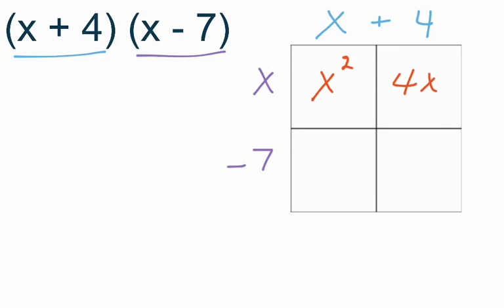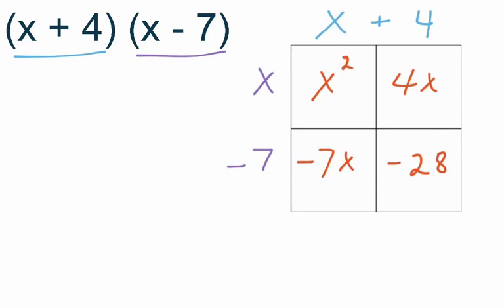Then we're going to drop down to that second row there, and we're going to get our negative 7 here, and we're going to multiply that times x. So negative 7 times x is going to get us a negative 7x. And then finally, I've got a negative 7 here. We're just going to multiply that times 4. This time we don't have any variables, so negative 7 times 4 is negative 28. And now we're basically ready to see if we have any like terms, and then write this in expanded form, and basically we have our answer.